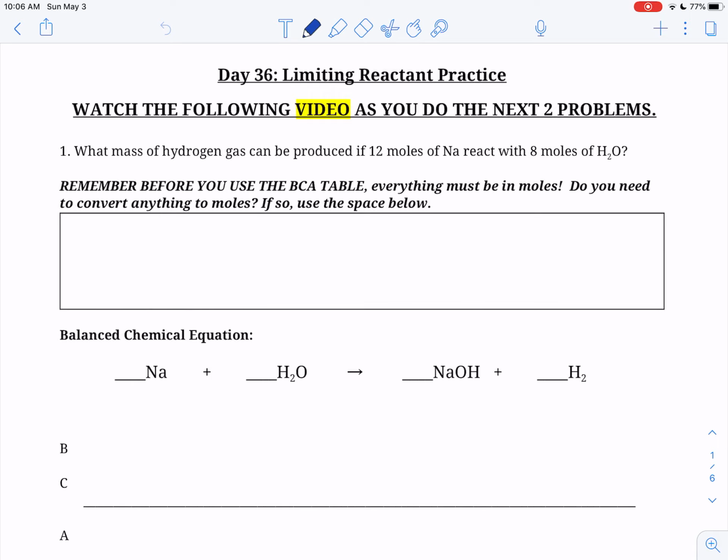All right, so first thing, what mass of hydrogen gas can be produced if 12 moles of sodium react with 8 moles of water? Okay, so remember that when you're using the BCA table, everything must be in moles before you start. So if it's not in moles, then you need to do a conversion. But here we see that the sodium is given in moles and the water is given in moles. So we don't have to do any pre-conversion. We're ready to just go to the BCA table.